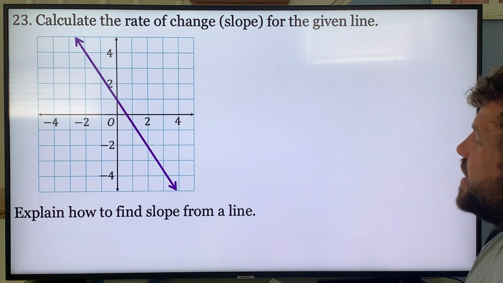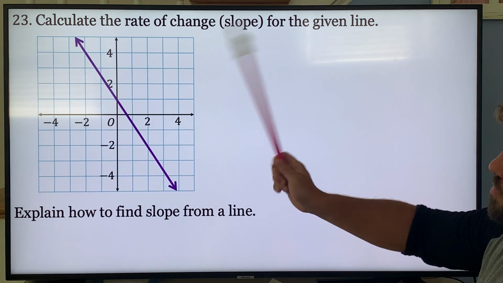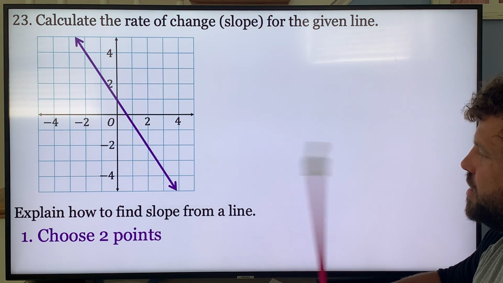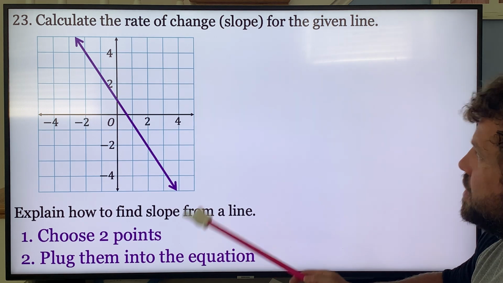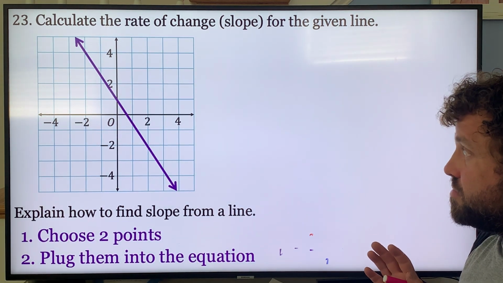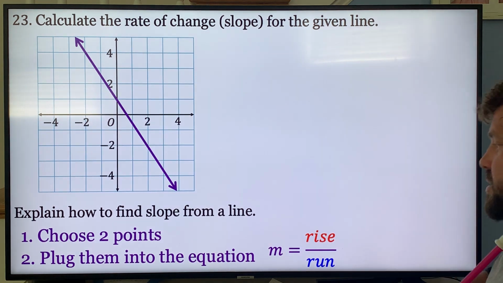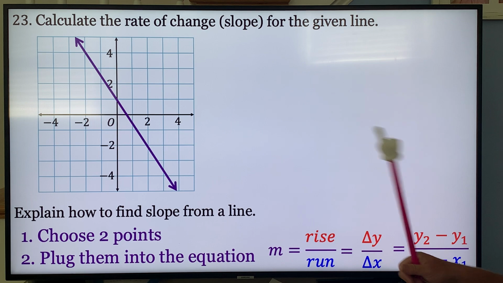Almost 2/3 done. Calculate the rate of change for the given line. Slope. Pick 2 points. Choose 2 points and plug them into the equation. The 2 points I'm going to pick, you may pick 2 different points. The equation here is rise over run, delta y over delta x, or y2 minus y1 over x2 minus x1.